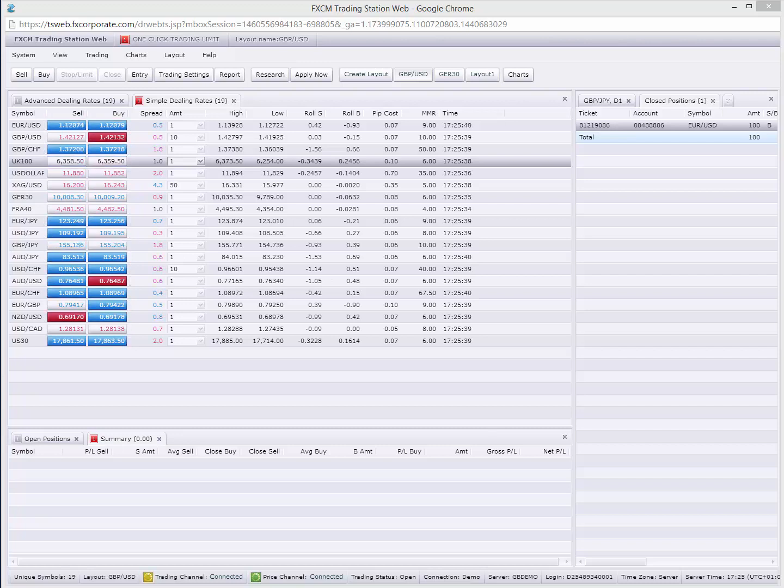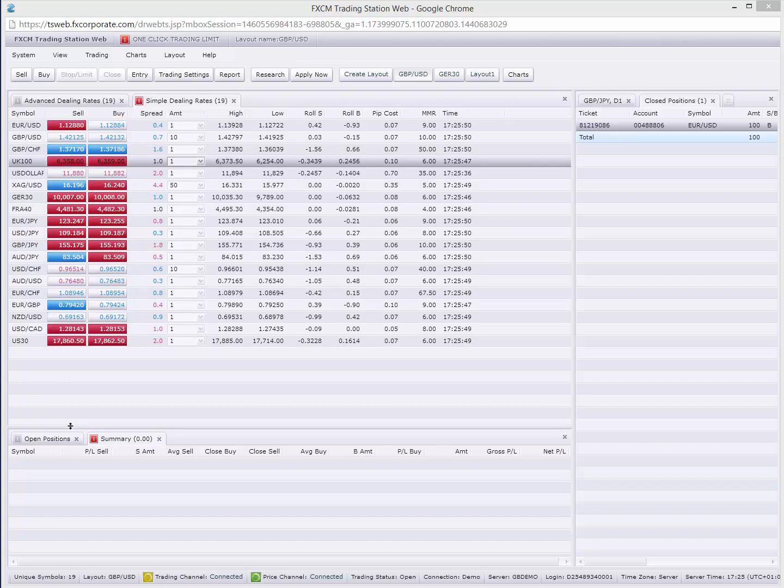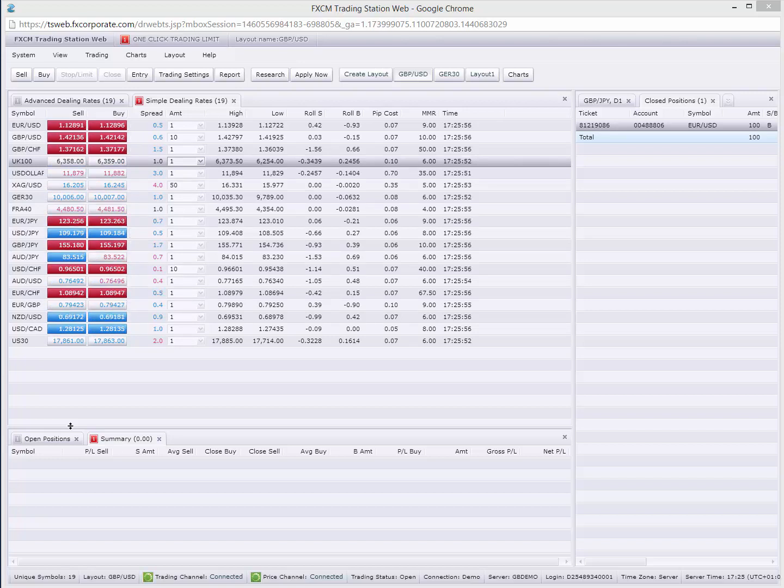First of all, what is a pip or a point? Well, it's really the minimum price movement that you can see on a market. So for the FTSE, for example, a movement from 6360 to 6361 would be 1 point, or a pip, same sort of thing really. It's basically the minimum point movement for the market. So if we want to trade £1 a point on the FTSE, and it moved from 6360 to 6361, we'll make or lose £1 on that trade.